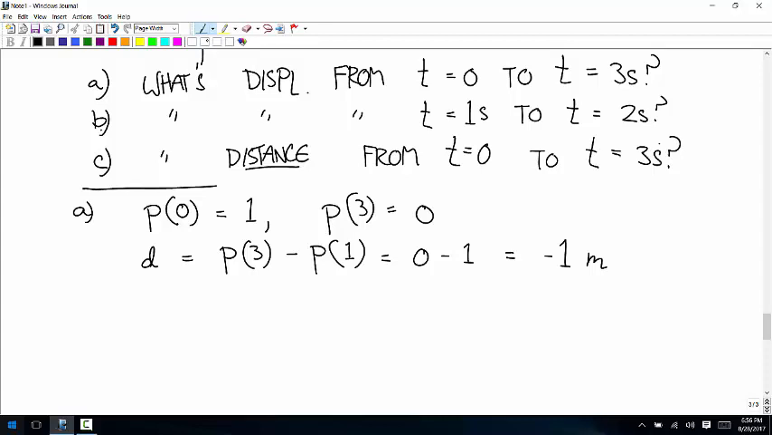If you have a position versus... why are you taking the 3 minus the 1 versus the 1 minus 3, like why? The displacement is always the later instant minus the earlier instant. Yep, sure.